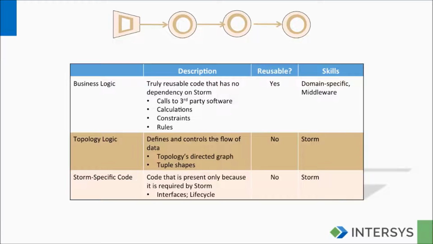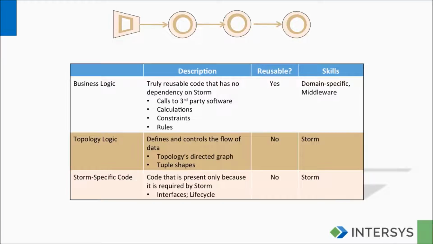The final layer is sometimes hard to spot, but it contains code that has knowledge of the topology itself. This includes the shape of data on each stream, which streams connect which components, and how records are shuffled to different tasks within the same component.